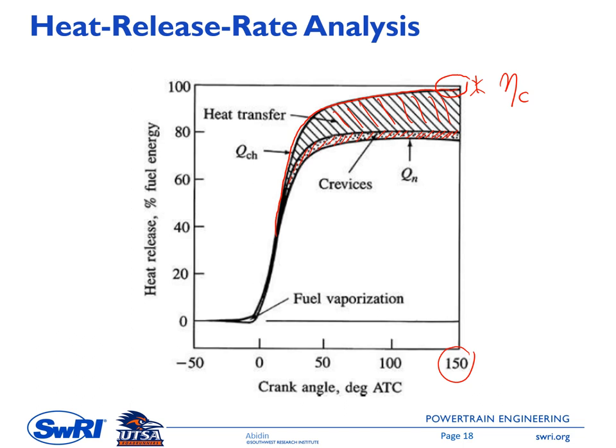And then this one, the line at the bottom here, is showing the QN. So this is the net or apparent heat release rate. So this is the chemical heat release rate minus the wall heat transfer.